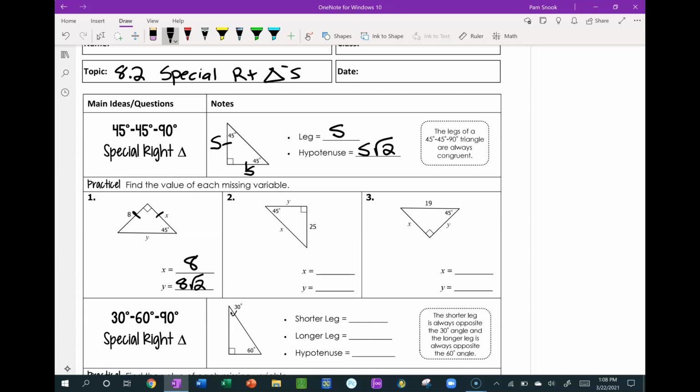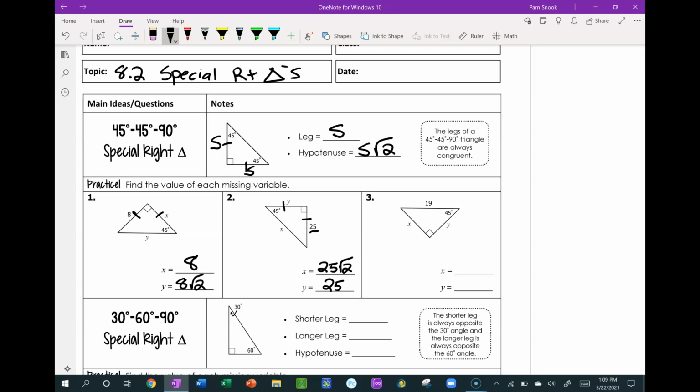Number 2 is the same thing. We're told that 25 is one of the sides. So the other side, which is y, is going to be congruent, so that's 25. The hypotenuse, x, is 25 times root 2. Done.